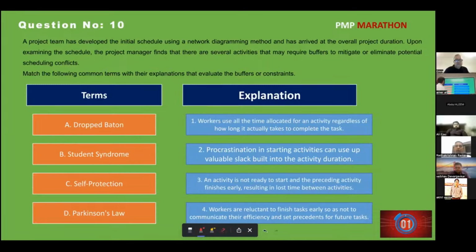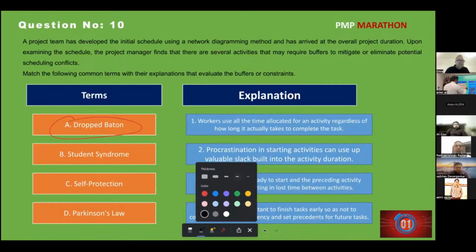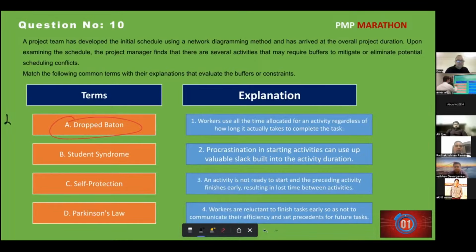Radha Krishna, what is dropped baton? Means delay or something. This is loss of information. If I say something to you, you say something to another team member, they say something else, so as a result the information keeps on delaying. That is called loss of information. So that is basically dropped baton. Clear? Yes. Loss of information.